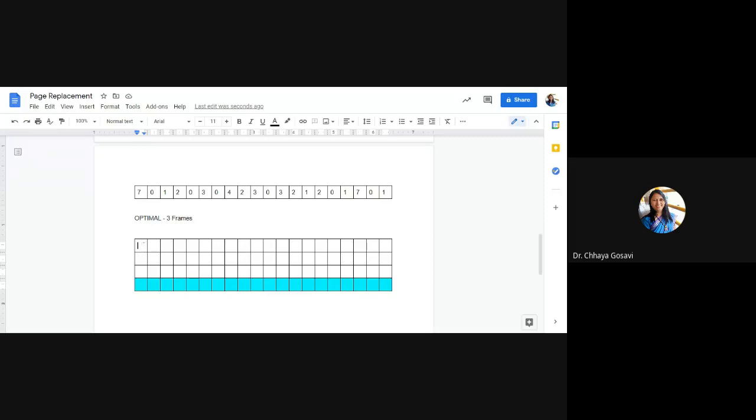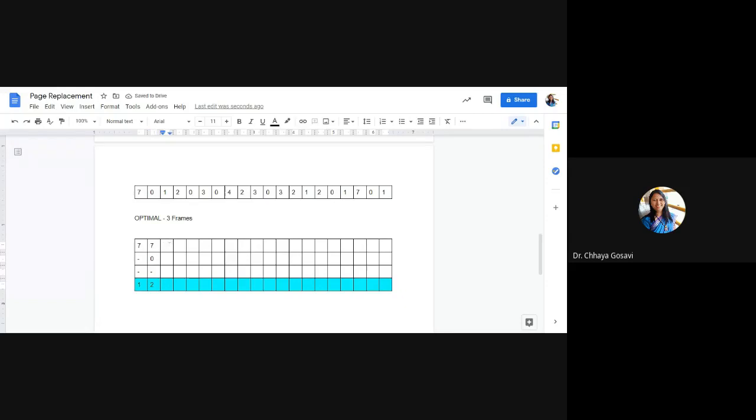So currently all frames are empty. There are no pages loaded in the frames. Whenever you bring a page to a frame, it is considered a page fault. So this is the row for page fault. For the first page, that is 7, the rest of the page frames are free, and this is the first page fault. Next page is 0, the frame is free, so we can bring that page into a free frame. This is the second page fault.